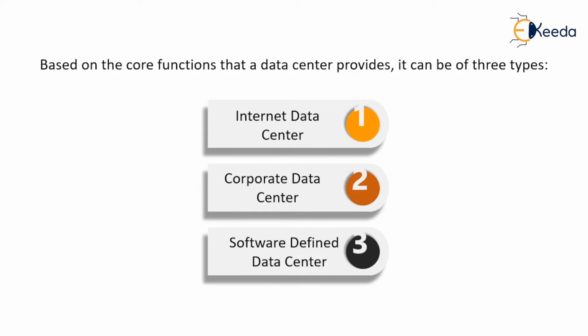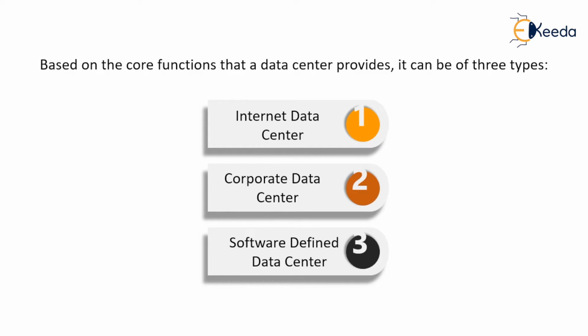According to the server farm and as per the types of facility, data centers have been categorized into three parts, and based on the core functions the data center provides, they get categorized into IDC, CDC, and software defined data center. Now let's have a look at every type and category of data center. Let's talk about the IDC.